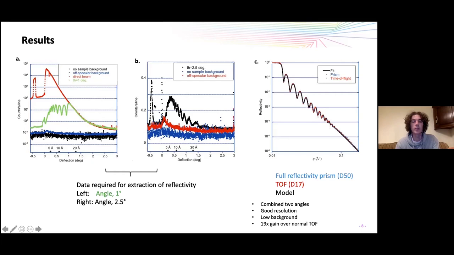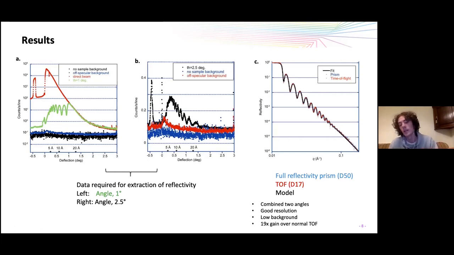This peak here is quite interesting. Basically, you'll notice it's in the negative deflection, and that's because this is actually the beam coming into the prism and being reflected back directly. It's not going through the sample at all. And basically this highlights the fact that there are intrinsic losses to the prism. But panel C shows that actually not much is lost. You cannot really distinguish between the two.